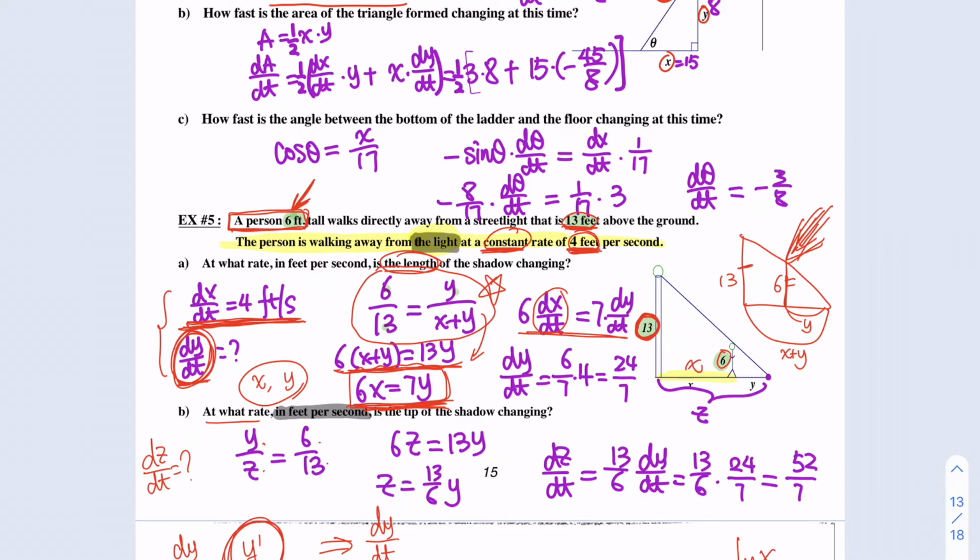Part B: at what rate in feet per second is the tip of the shadow changing? We are looking for how fast the tip of the shadow is moving. This is the tip of the shadow, everybody. So we are looking for dz over dt. This is the distance from the tip to the straight line, which we call z. dz over dt is what we are looking for: how fast it's moving away from the light.